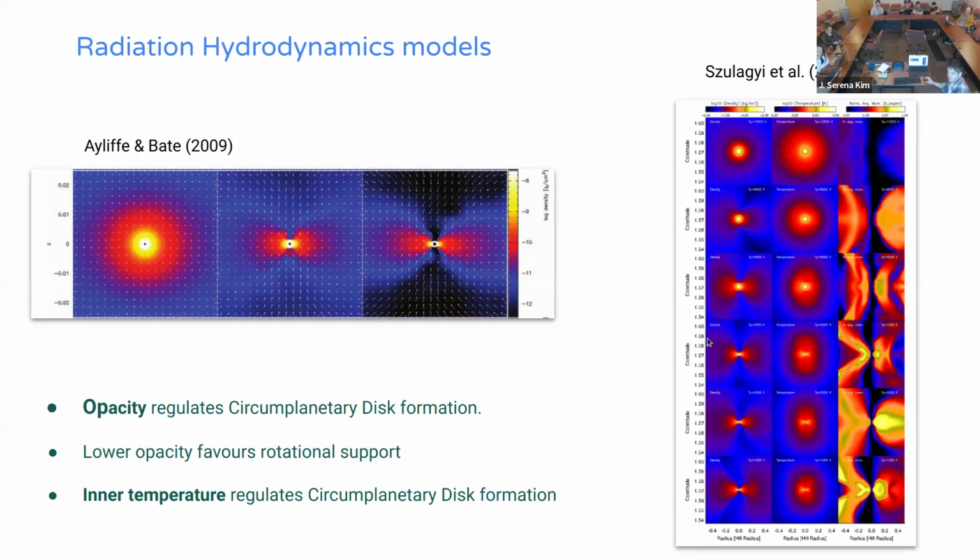And if you cool, or you add a temperature cap, so temperature cannot rise above 2000 Kelvin or so, you may form a rotationally supported gas envelope or circumplanetary disk.